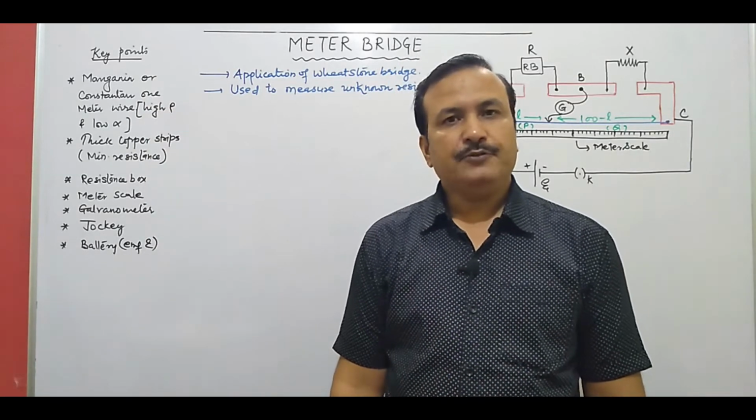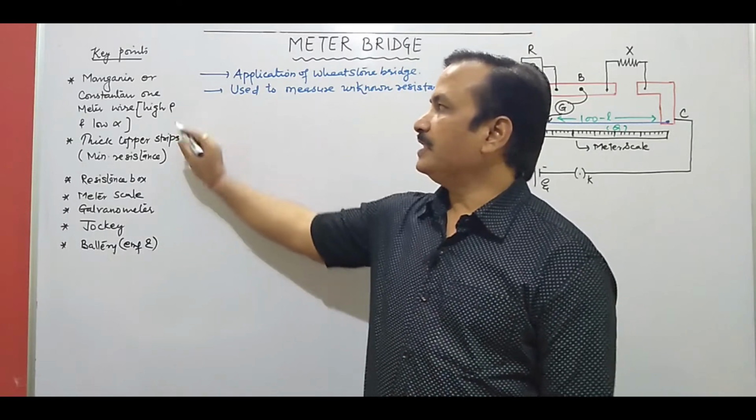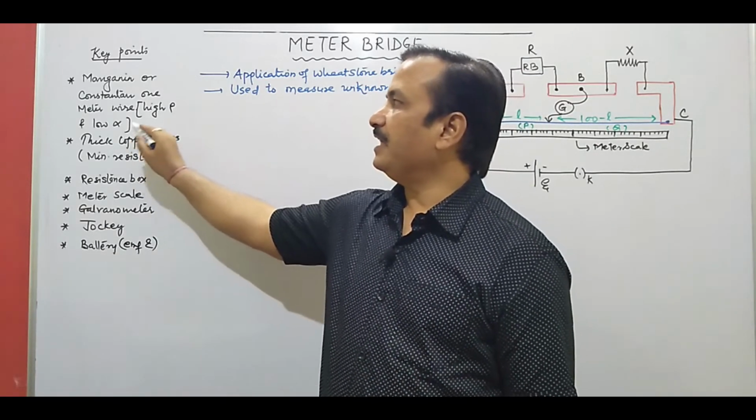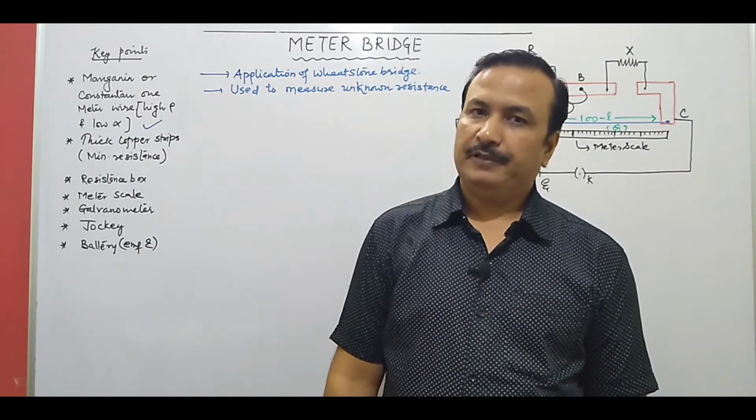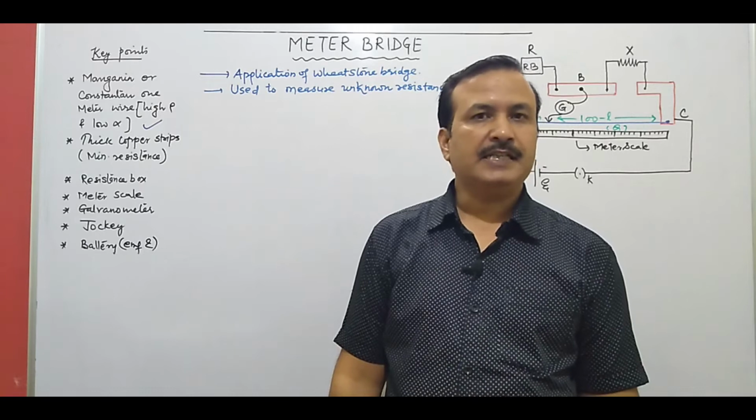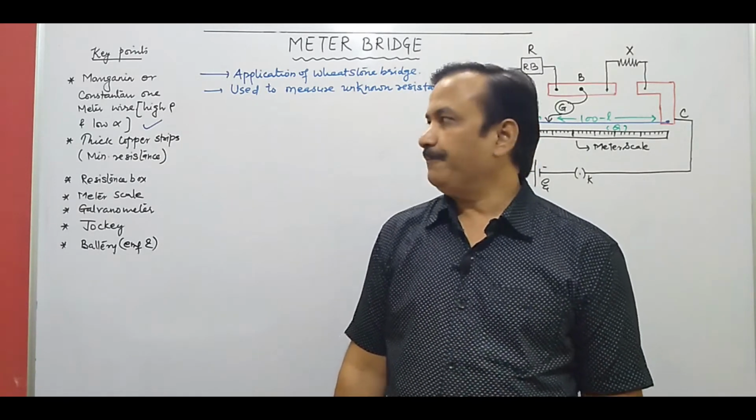Why are these alloys used in the meter bridge? Because they have high resistivity and low alpha. Alpha is the temperature coefficient of resistance, which we have already discussed under the heading temperature dependence of resistance and resistivity.